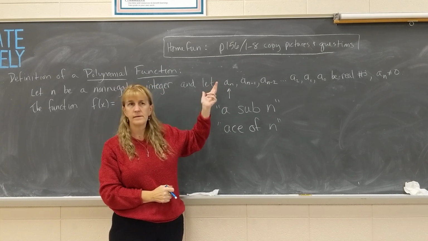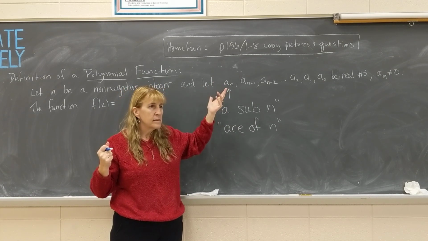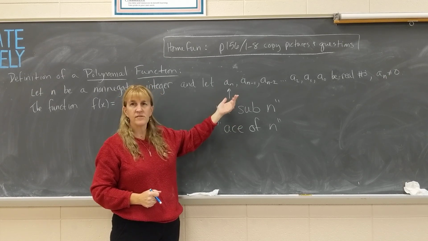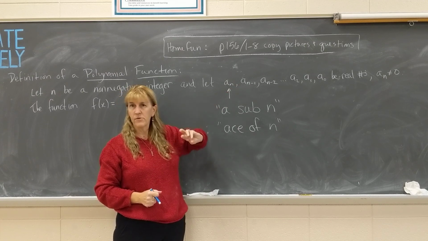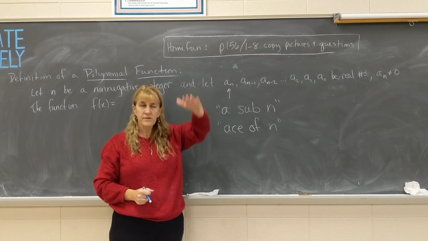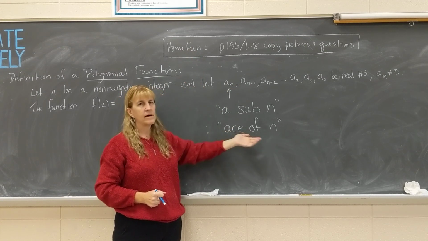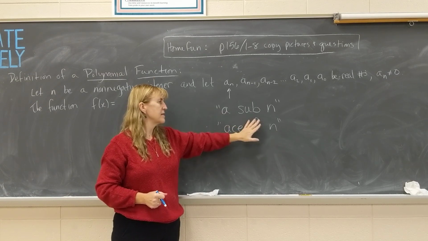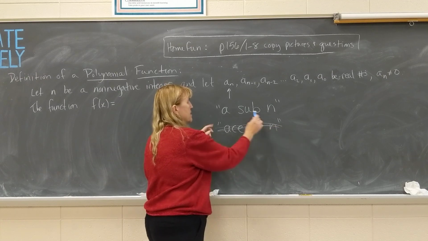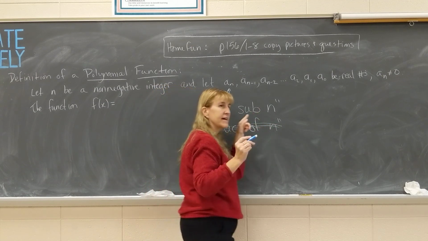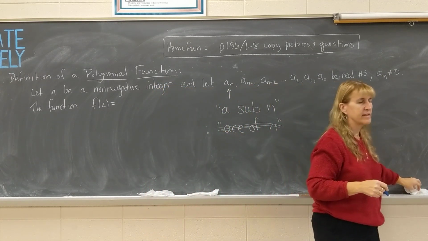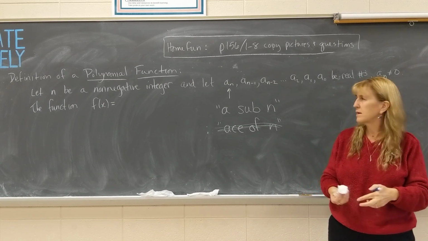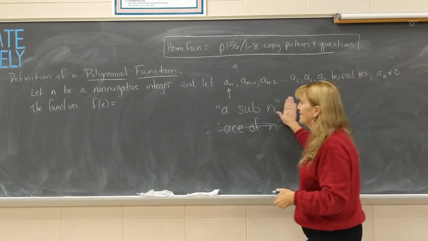Why is it sub? Anybody? It's a subscript. So we say a sub n, because the n is a subscript, as opposed to a superscript like an exponent. It's not ace of n. That would have nothing to do with what we're talking about, true? This is what I'm saying when I say a sub n. And I'll try to say it as clearly as I can, as often as I can, but I do kind of talk fast. You know that, right? No? Okay.